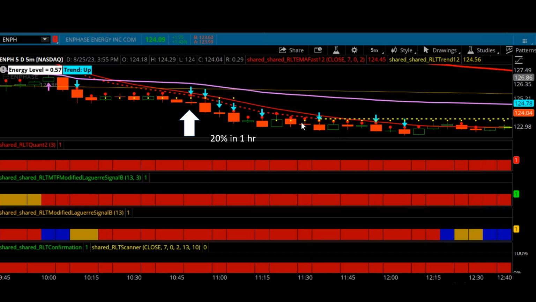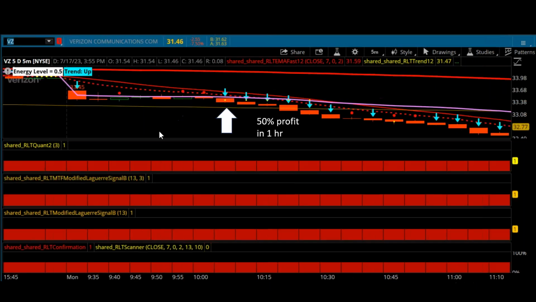All right. And ENPH, a beautiful 20% in 1 hour, 5-minute chart. Again, compression, see the compressing? Everything's red. We know we're going to go short this if we're going to go anywhere. We're going to take it short. We take it short here as it breaks down below the 15 with a pop out of the box symbol. We ride it down for an hour and take 20%.